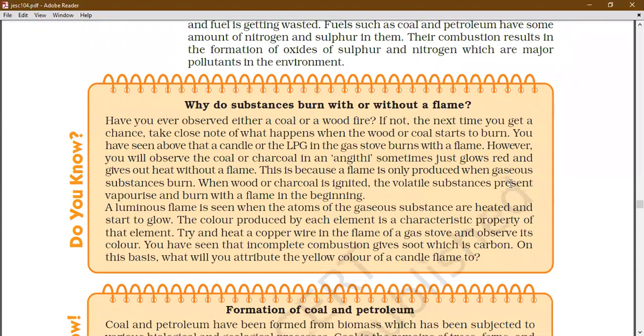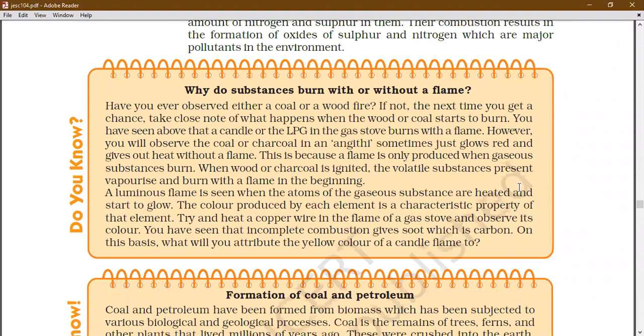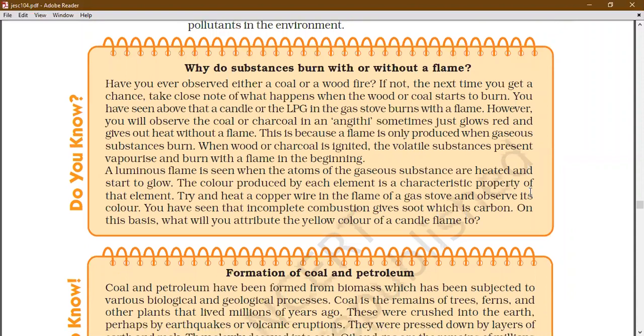Do you know why substances burn with or without a flame? Have you ever observed either a coal or a wood fire? If not, the next time you get a chance, take close note of what happens when the wood or coal starts to burn. You have seen above that a candle or the LPG in the gas stove burns with a flame. However, if you observe the coal or charcoal in an angeethi, sometimes it just glows red and gives out heat without a flame. This is because a flame is only produced when gaseous substances burn.